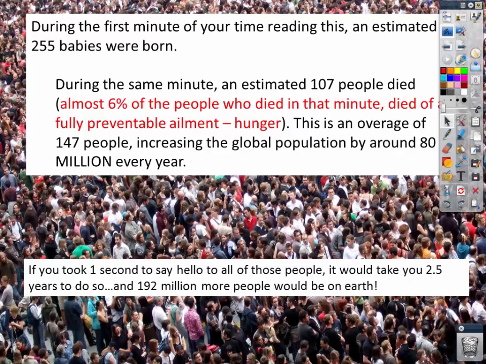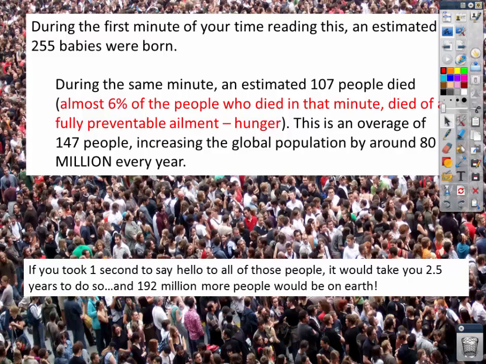So think about this. During the first minute of your time reading this, an estimated 255 babies are born. During that same minute, an estimated 107 people die. So you can already see that the Earth population is growing. Somewhat upsetting is that almost 6% of the people who died in that minute died of something that's fully preventable, hunger. And it's a misconception, because there is plenty of food grown on this planet that could feed everyone. Hunger should not be a problem.